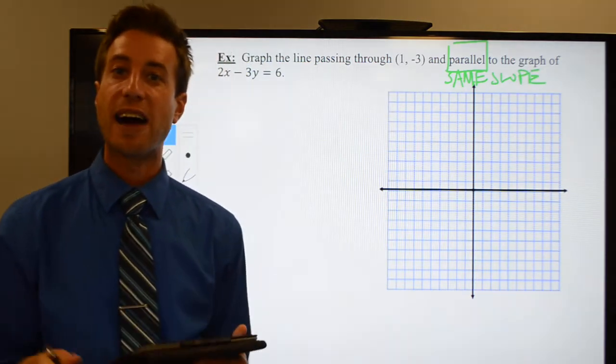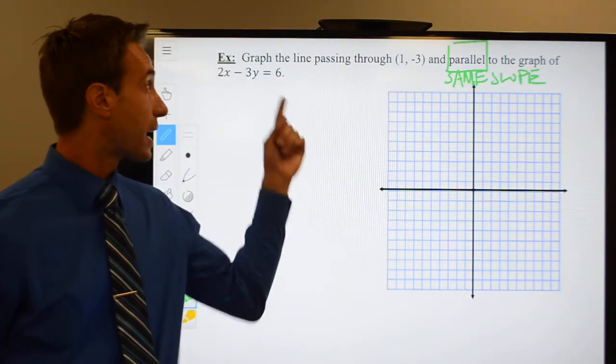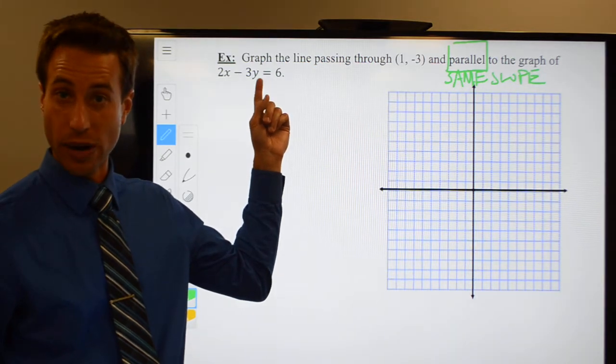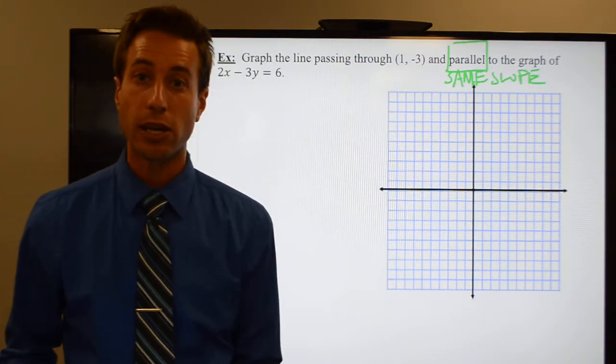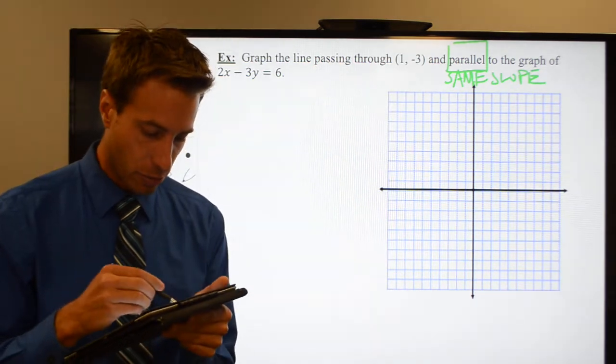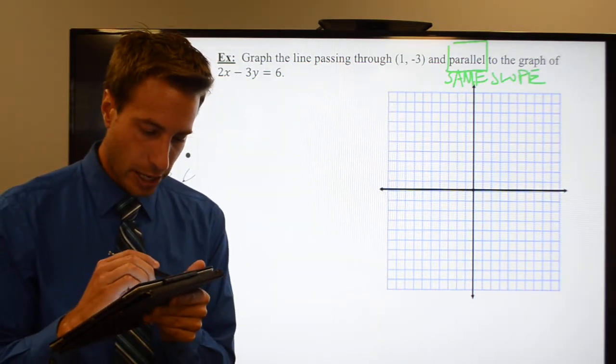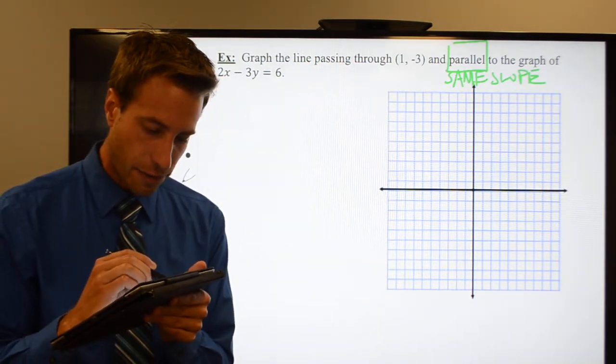Well, how do I find the slope? I need to find the slope of the line that I've been given, and whatever this slope is, the line I'm looking for is going to have the same slope. So let's just jump straight into that. Here we go. I've been given a standard form.